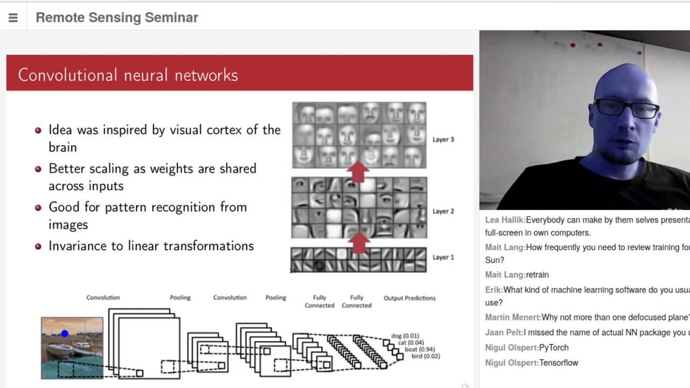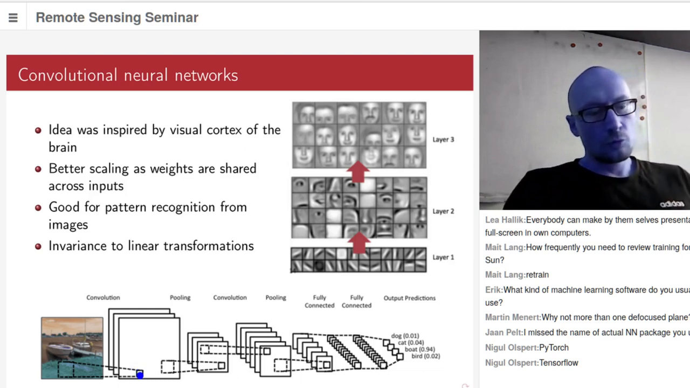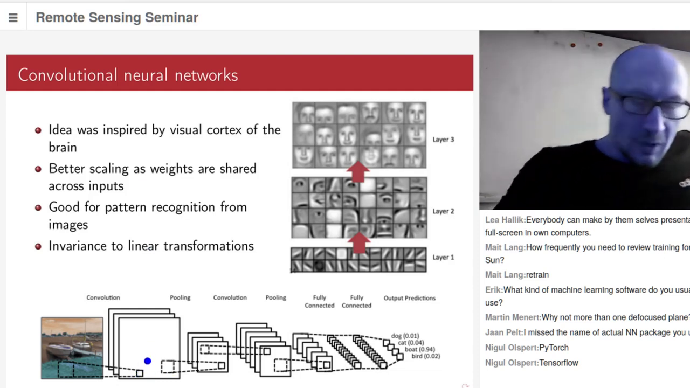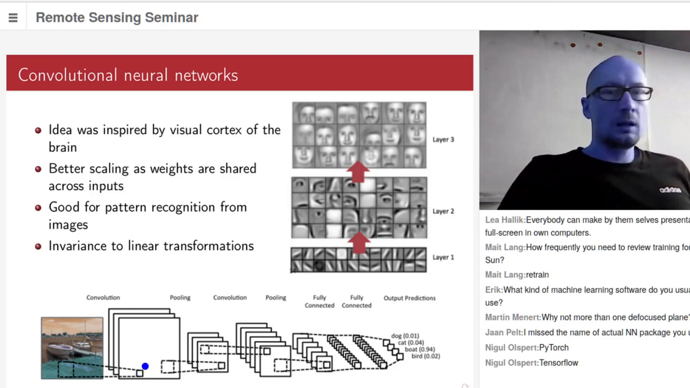But to make the neural network learning or training efficient, then instead of fully connected layers, especially with image data where the input is already quite big, you use convolutional layers, which were inspired by the visual cortex in the brain. Here you share the weights, because the kernel of the convolution is much smaller. You share the weights across inputs, and you basically use many convolutional layers.